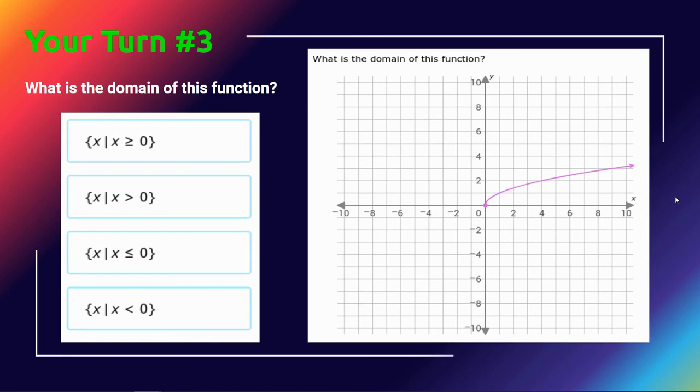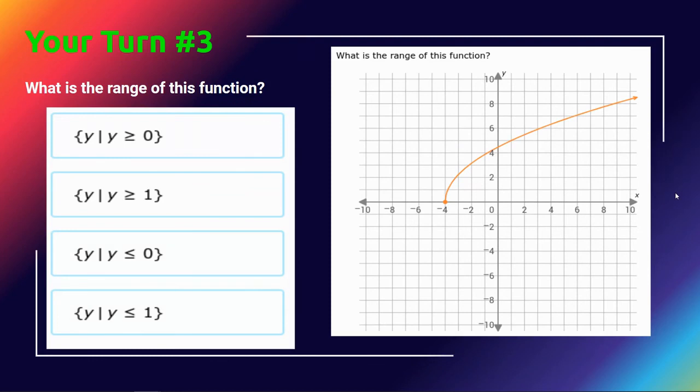Okay, what is the domain of this function? If you chose x such that x is greater than or equal to 0, you're right. What is the range of this function? If you chose y is greater than or equal to 0, you'd also be right. Now, even though it's moved to the left, it didn't change its range. It's only when it moves up or down that it will change its range, and if it moves left or right, it changes its domain.